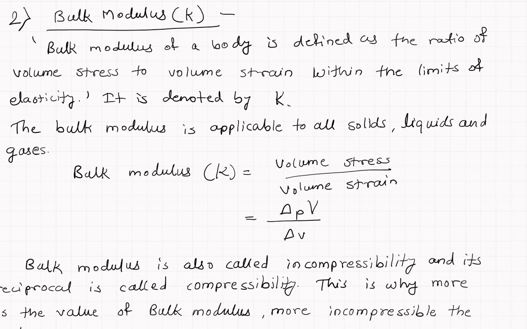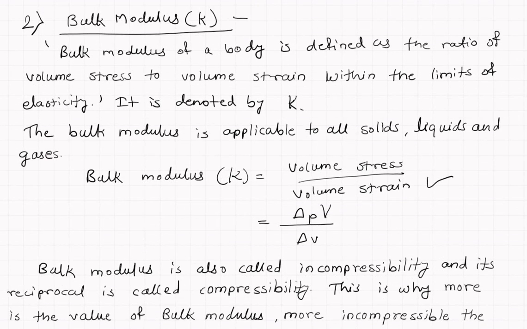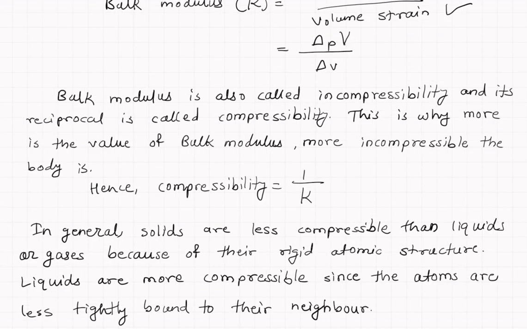Bulk modulus K is equal to volume stress divided by volume strain, which is equal to delta P into V divided by delta V. Bulk modulus is also called incompressibility and its reciprocal is called compressibility. This is why the more the value of bulk modulus, the more incompressible the body is.